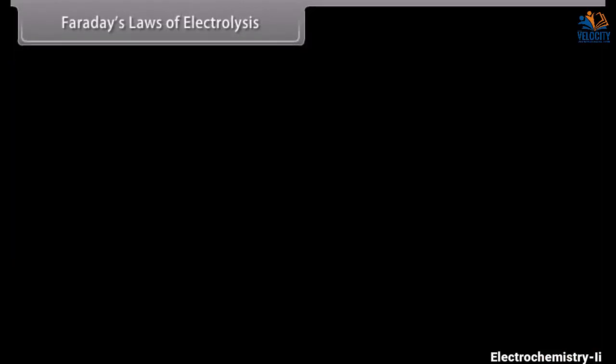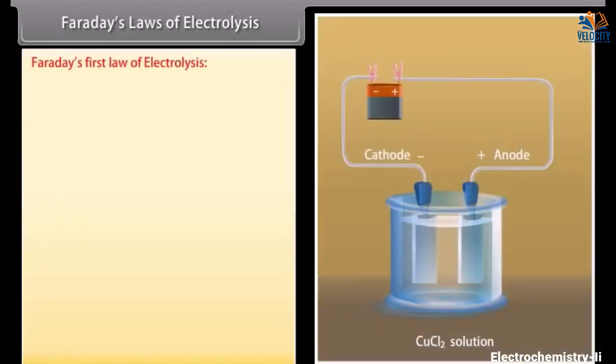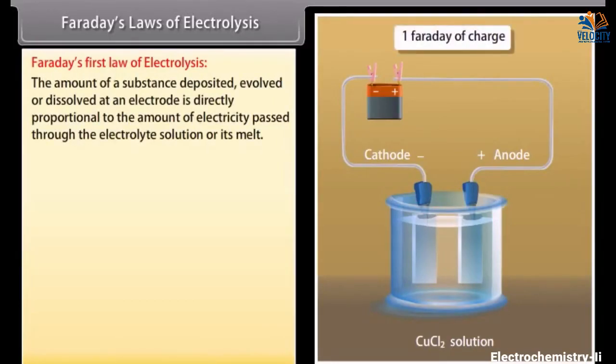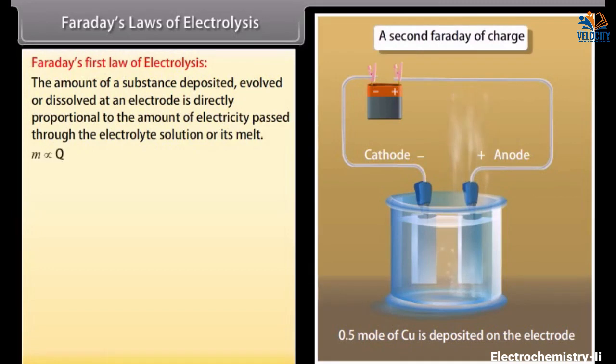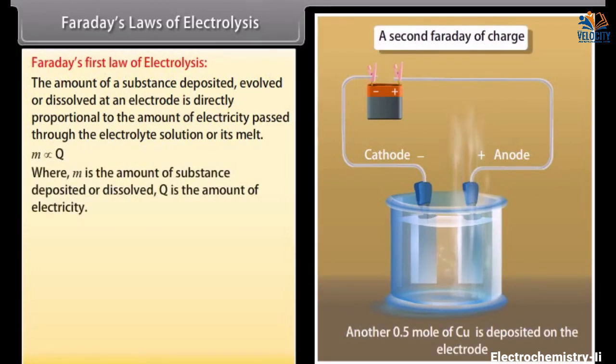Faraday's laws of electrolysis. Faraday's first law of electrolysis. The amount of a substance deposited, evolved or dissolved at an electrode is directly proportional to the amount of electricity passed through the electrolyte solution or its melt. M is directly proportional to Q, where M is the amount of substance deposited or dissolved, and Q is the amount of electricity.